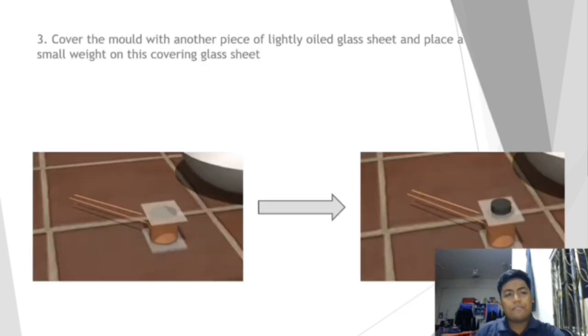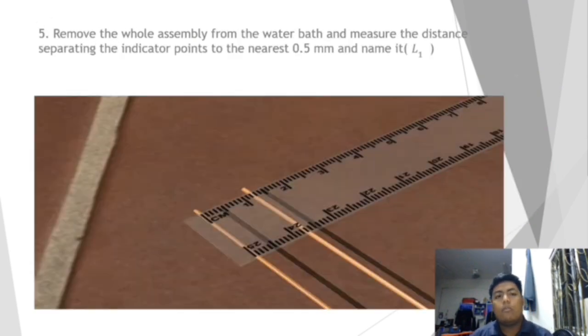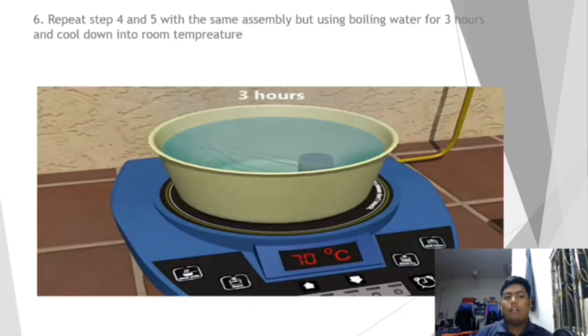sheet. Cover the mold with another piece of lightly oiled glass sheet and place a small weight on this covering glass sheet. Submerge the whole assembly in the water at the temperature of 24 to 27 or 20 Celsius and keep it there for 24 hours. Remove the whole assembly from the water bath and measure the distance separating the indicator points to the nearest 0.5 mm and name it as L1.